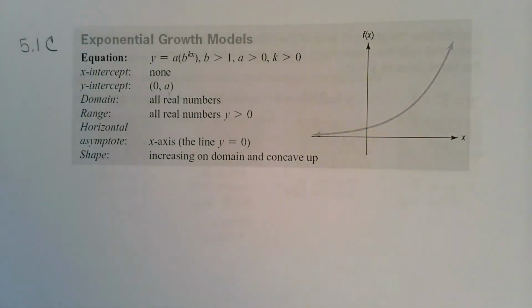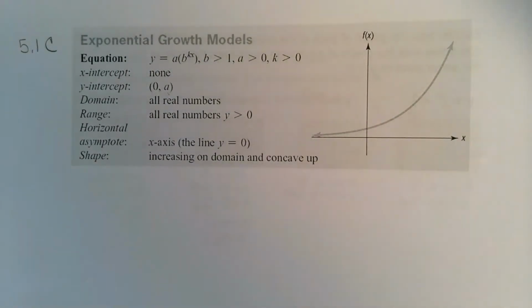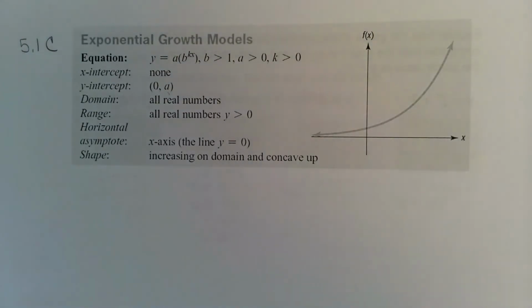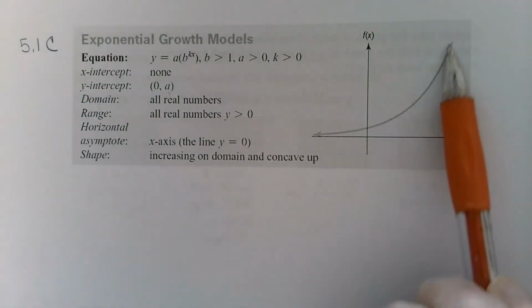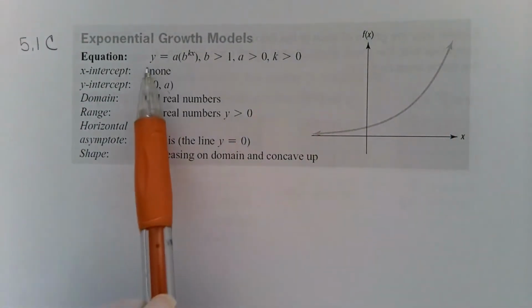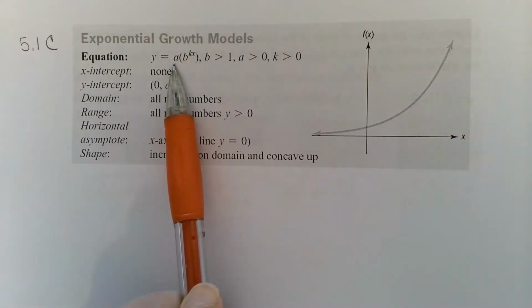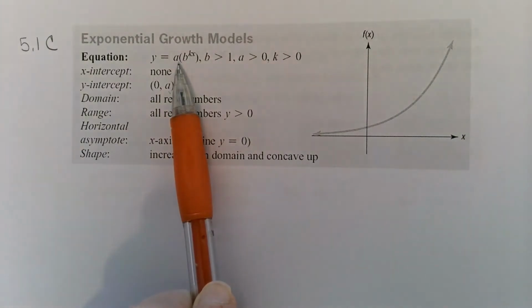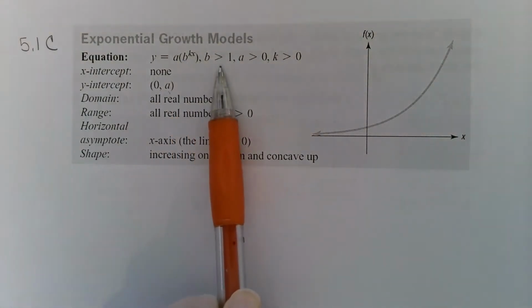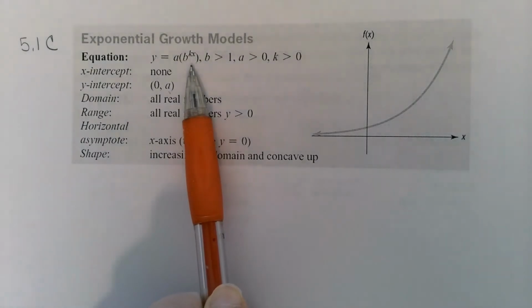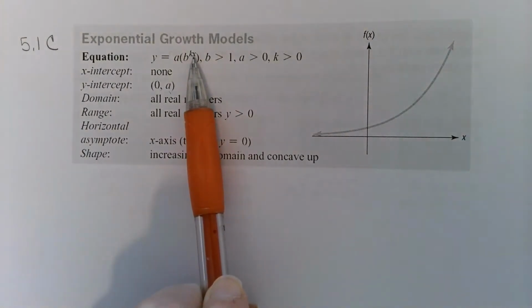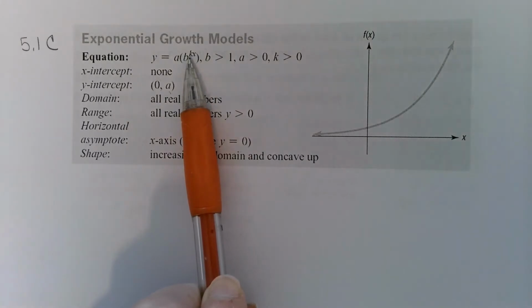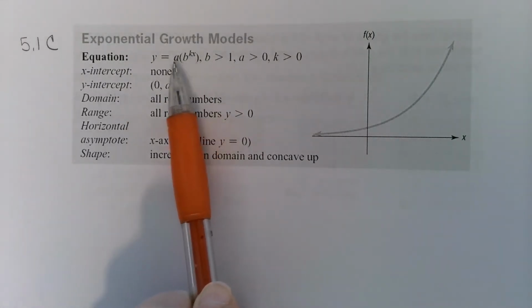Okay, now we look at exponential growth models. We're going to only look at exponential growth here. Exponential growth models will be increasing when you look at the graph. They're going to have the form y equals some constant a greater than 0, so some positive number, times b, which has to be bigger than 1, the way this is defined, to the kx power, where k is positive. So a is greater than 0, b is greater than 1, and k is positive.